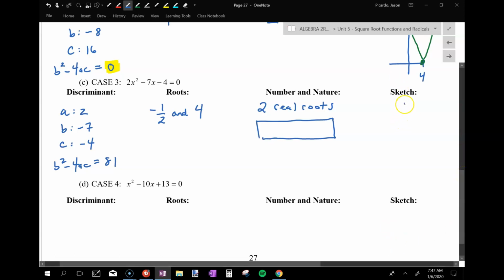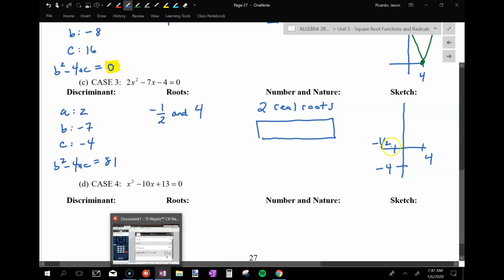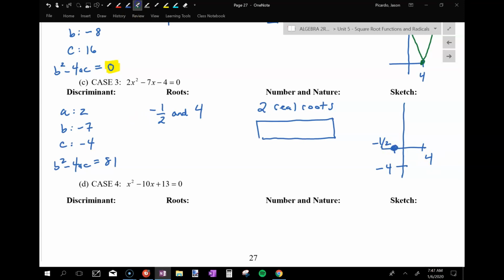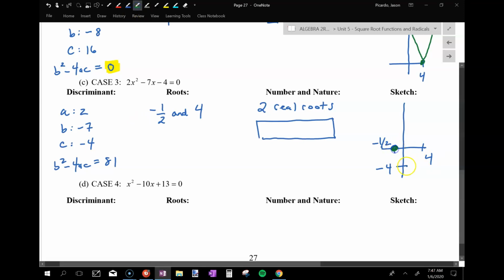Well, y-intercept at -4, a root at -1/2 and +4, and a happy or a sad parabola. A happy parabola. So it's going to look something like this guy. Would we all agree? Again, we're going to fill in that box in a minute.